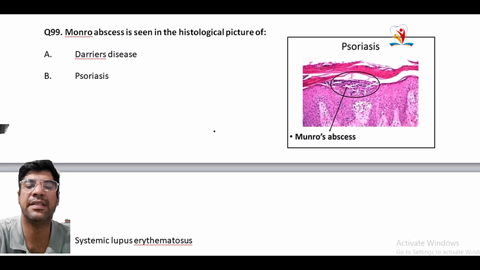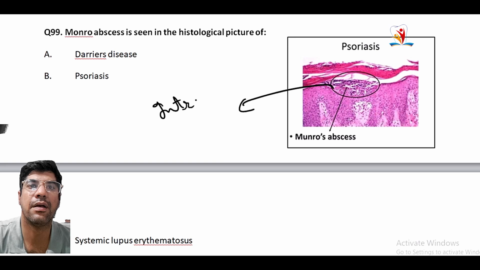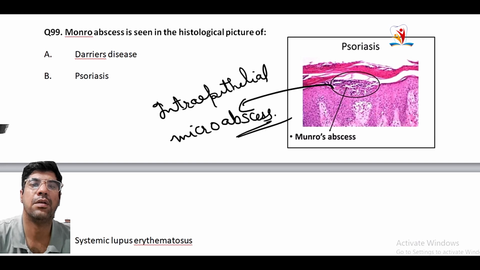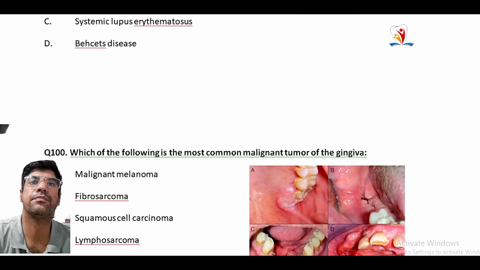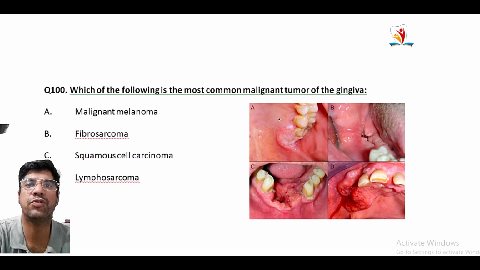Munro abscess is seen in psoriasis. They are intraepithelial microabscesses. So which of the following is the most common malignant tumor of the gingiva? It's the squamous cell carcinoma.